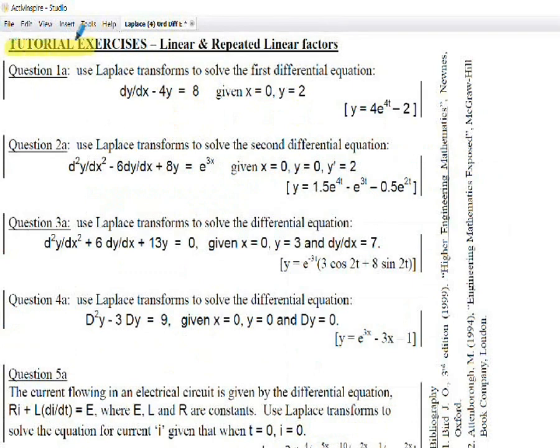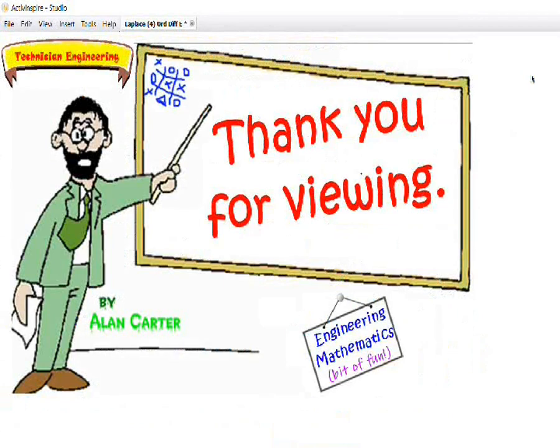I will leave you with some tutorial exercises. These relate to linear and repeated linear factors only. No quadratic factors have been considered in this presentation. Also you may find that completing the square might be used in one or two of the questions, but I'll leave you to have an attempt at those. Don't forget the answers to the questions are given in the square brackets associated with each question here. Okay. Thank you for viewing.